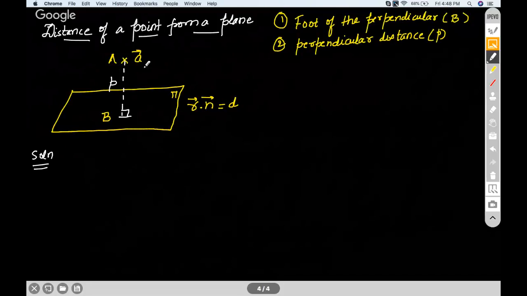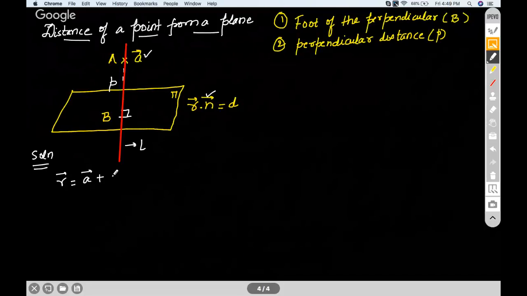See, the first thing that we need to do is get the equation of a line which passes through A and is perpendicular to this plane. Let's call this line L. To get the equation of a line, what do we need? We need a position vector on the line, which is already known to us. We need the direction the line is parallel to, which is also known because we know the equation of the plane. The normal to the plane is along the direction of the line. So I have all the required information.